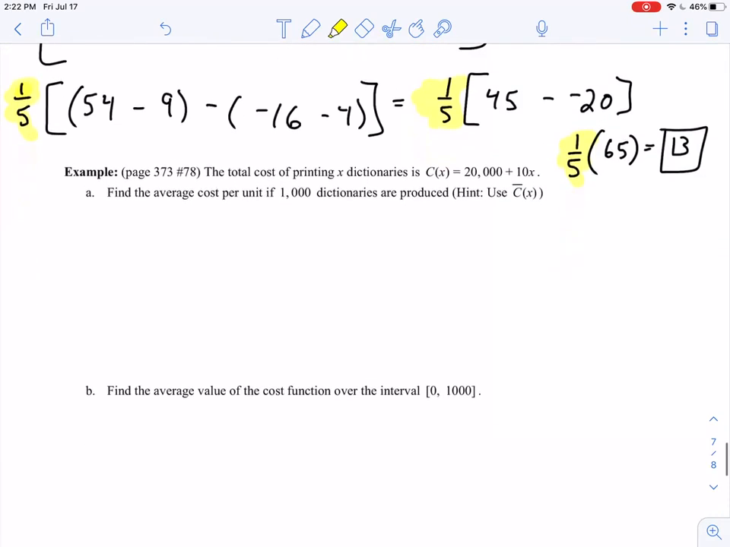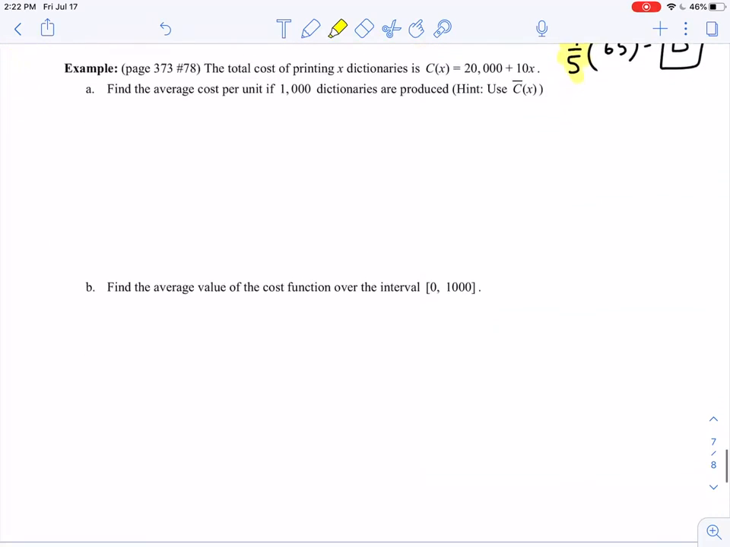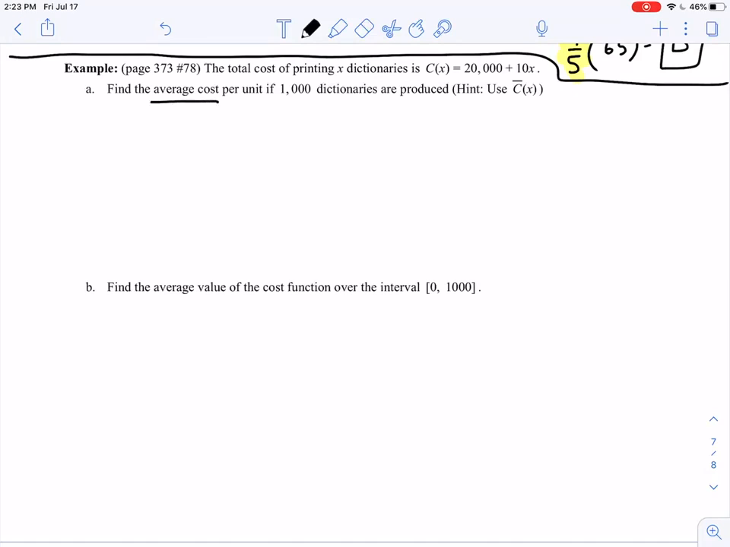Last thing, I just want to draw a distinction between average cost and average value. So here we have an example. It says the total cost of producing x dictionaries is given by C of x equals 20,000 plus 10x. Part A says find the average cost if 1,000 dictionaries are produced, and here we're given the hint, use C bar of x. This is something that we haven't seen in a while. It's probably good since we have a final exam coming up.